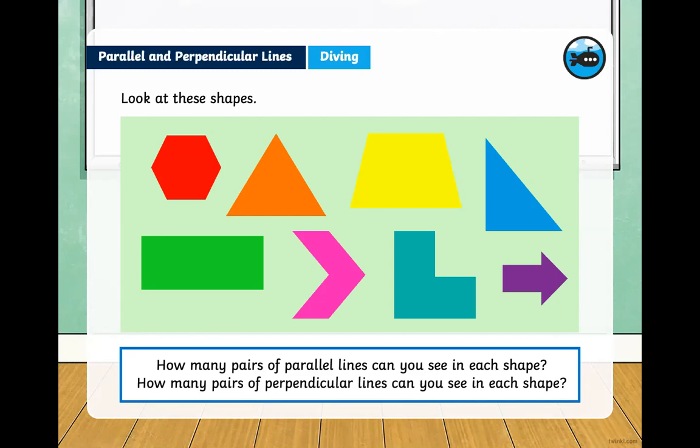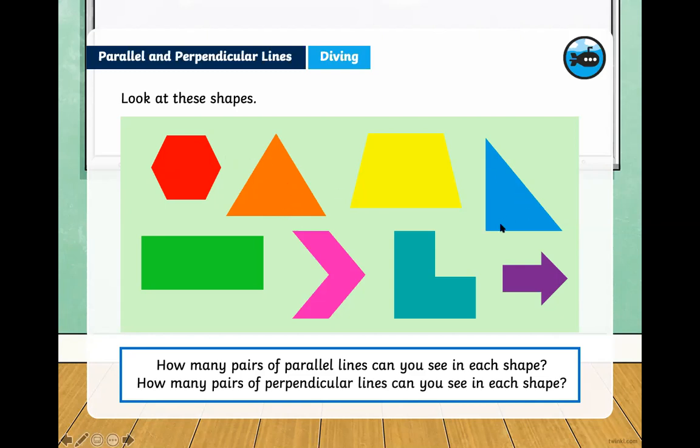Remember, they must meet at a right angle. So in this hexagon, do we actually have any? Almost, but that's not at a perfect right angle. So no, none here. What about our triangle here? Not in this triangle.